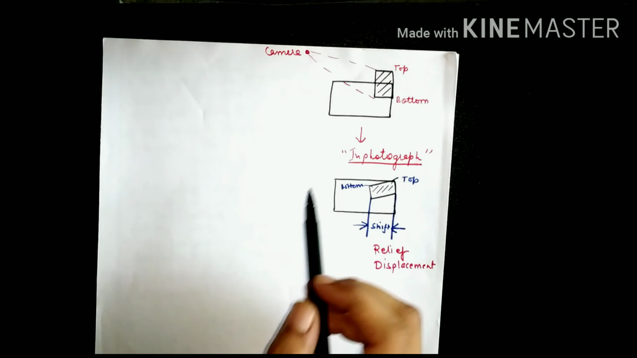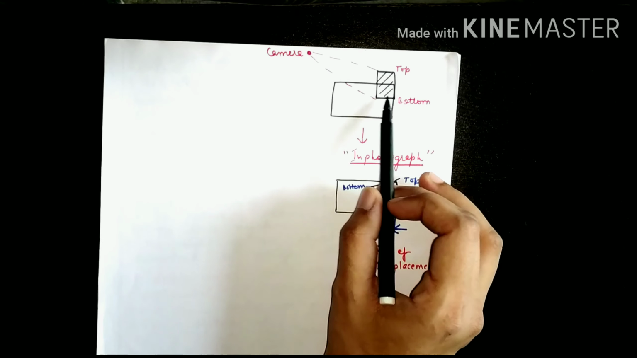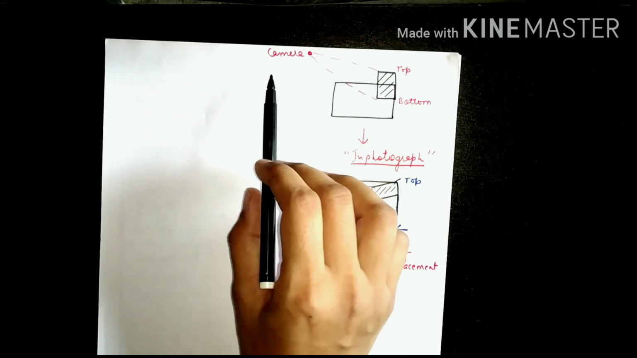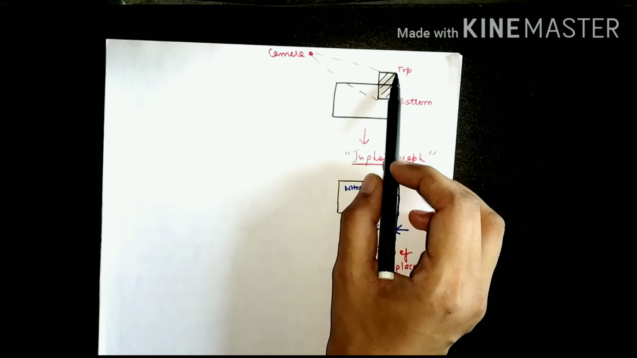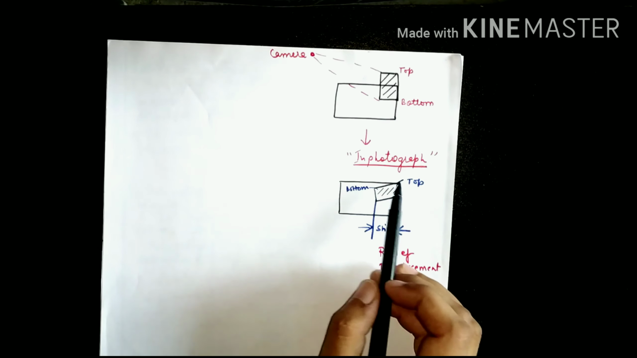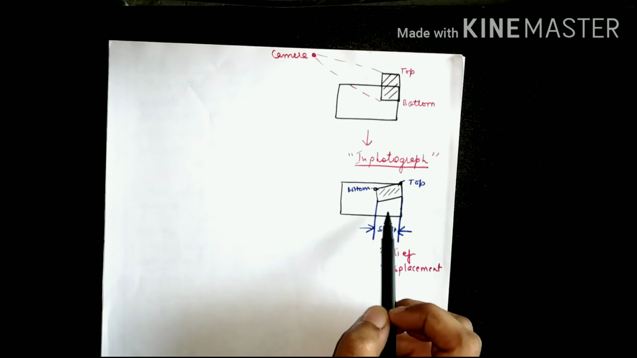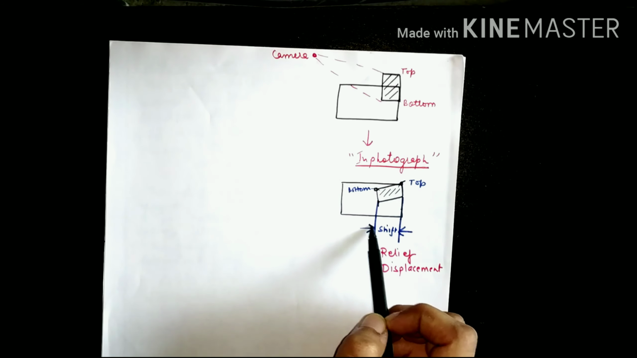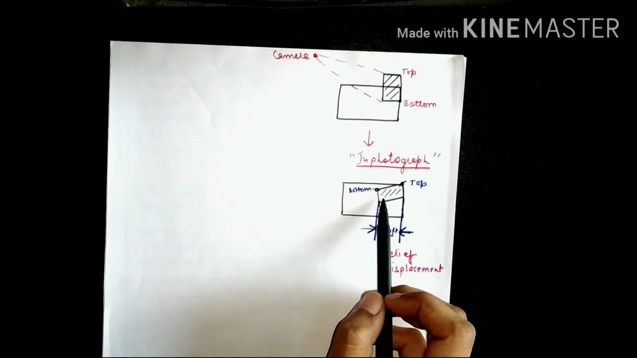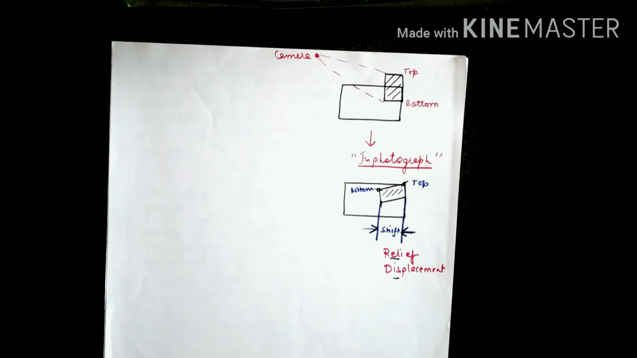See this figure. Let us assume that this is an area and this is the building for which the photograph is taken. The camera is mounted here. This is the top of the building and this is the bottom of the building. In the photograph, this will be imaged as this: the top is here and the bottom is here. This top and bottom shift in the image is called relief displacement.